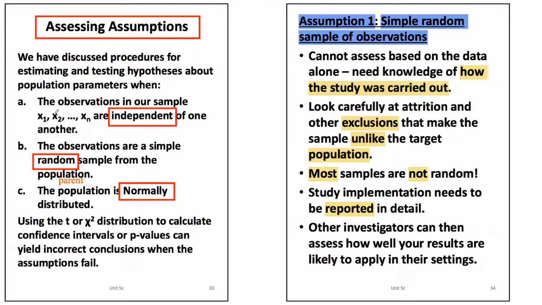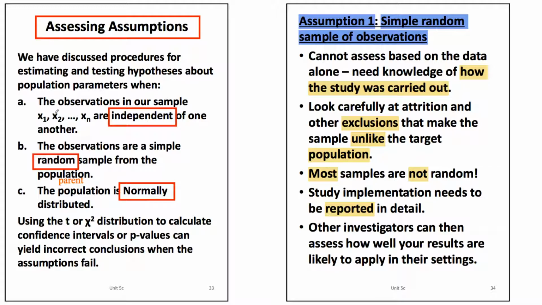And we're going to explain this later. The second: the observations are a simple random sample from the population. The third: the population is normally distributed. And using the t or chi-square distribution to calculate a confidence interval or p-value can lead to incorrect conclusions when the assumptions fail.